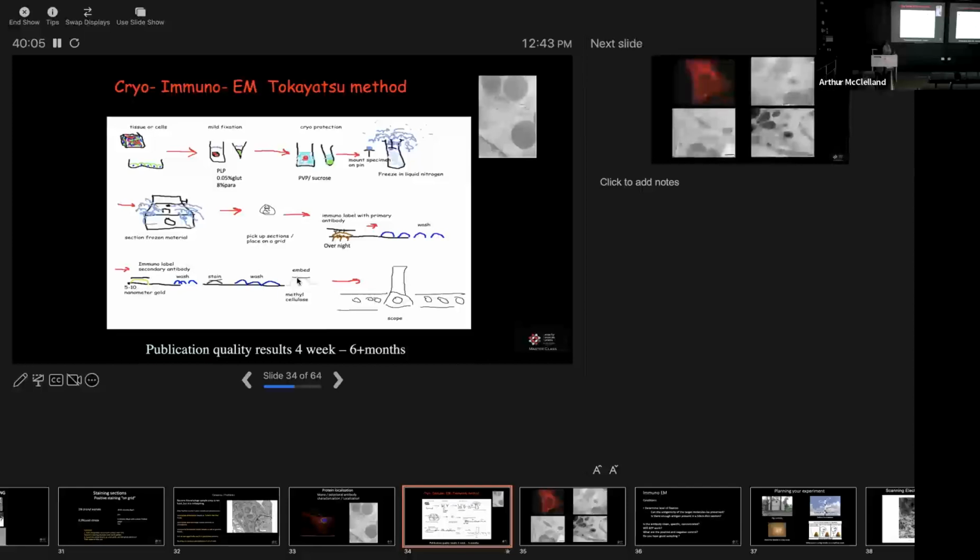Nikki, I assume the immunolabeling is done at room temperature? Yes. I go overnight with the primary and I'll put that in the fridge, but I'll leave it a few hours at room temperature. And then the gold is generally an hour at room temperature.